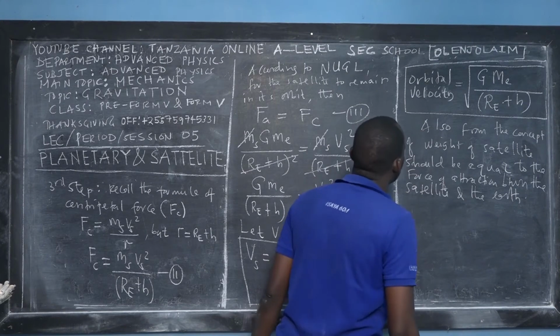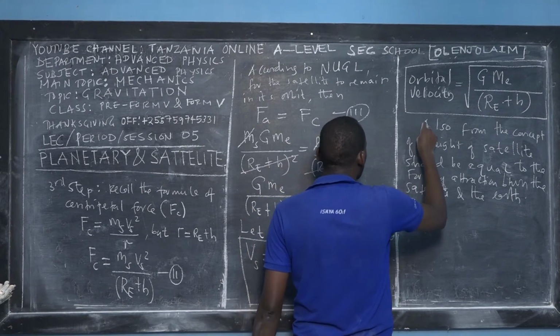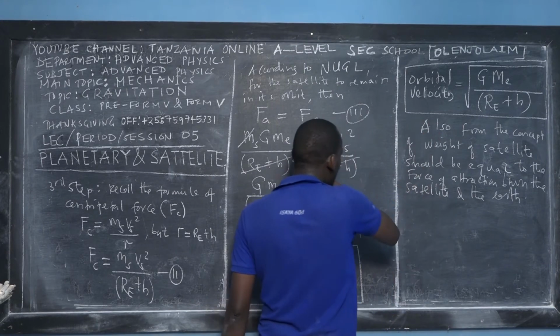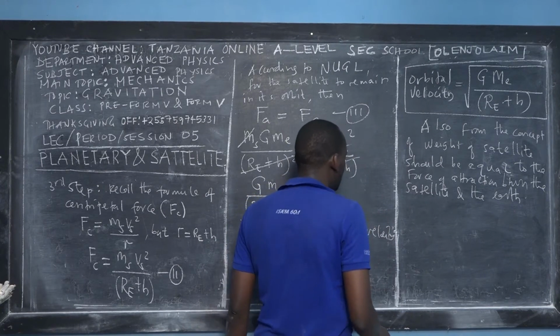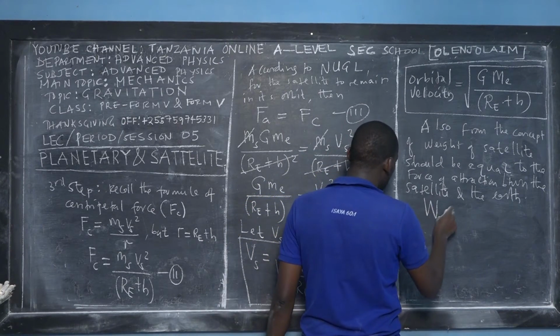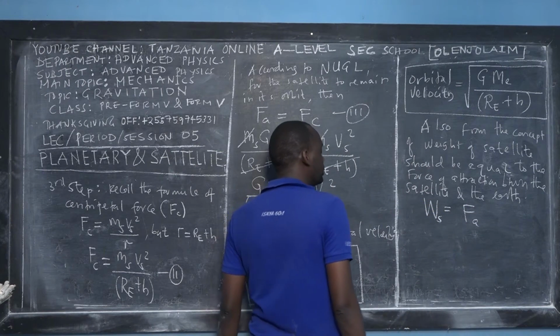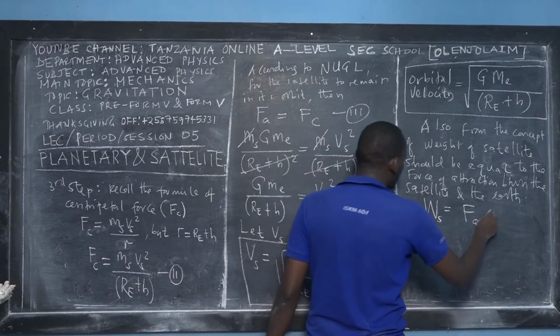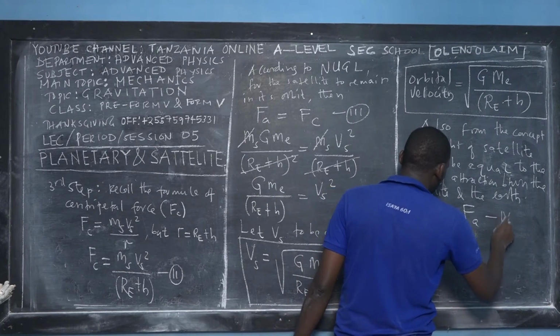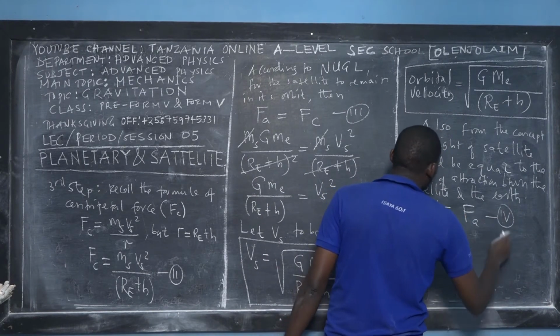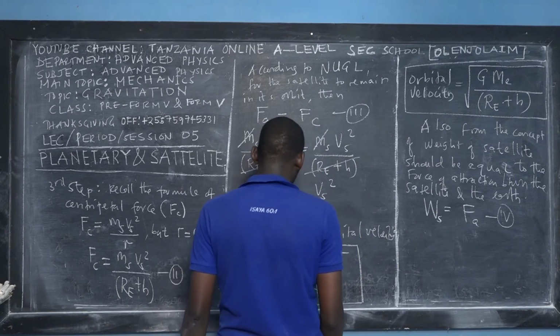Okay? So that's a concept that I want to share with you. So what does it say? The weight of the satellite should be equal to the force of attraction. Right? So this is going to be the fifth equation, because the fourth equation is this one.